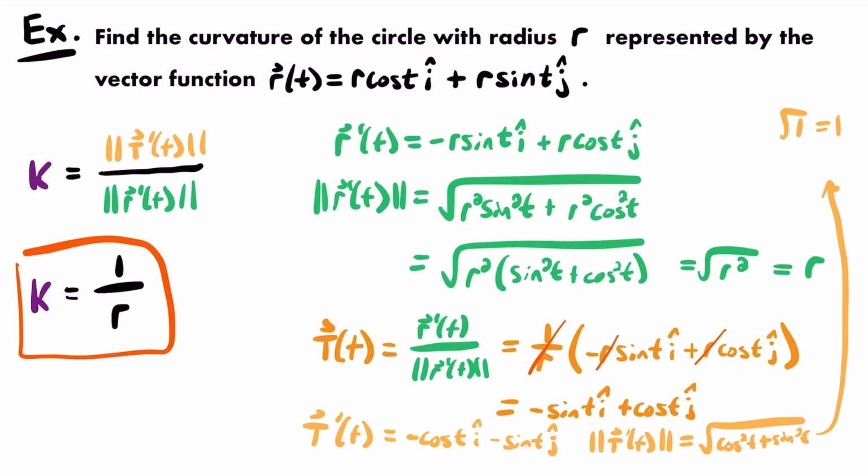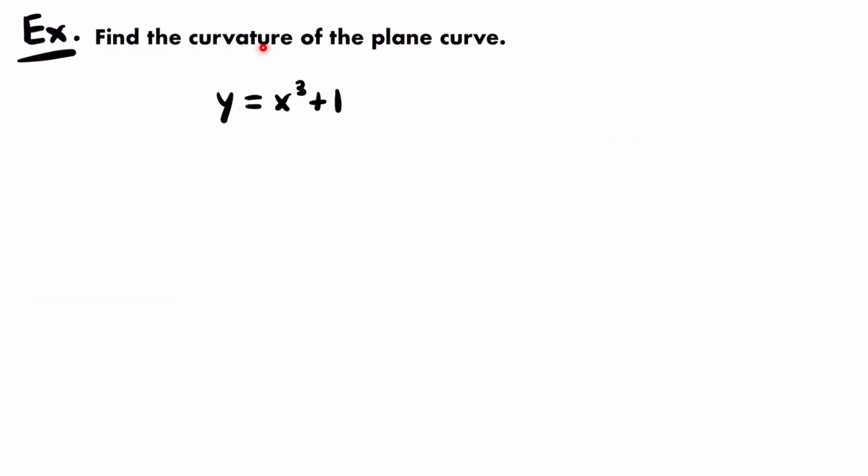All right, and be sure to make a note of this formula for the curvature of a circle. We will come back to this in a future lesson of Calculus 3. Now, before we end this lesson, I do want to take a look at one more example. Here we want to find the curvature of the plane curve represented by y equals x cubed plus 1.